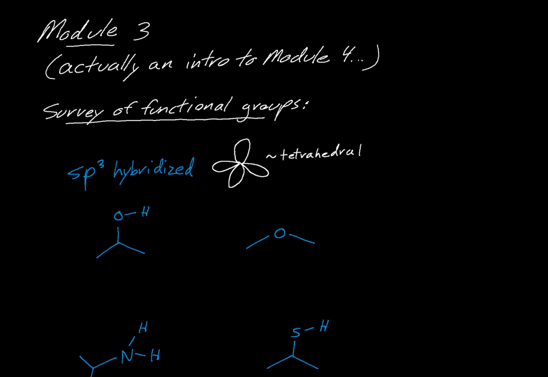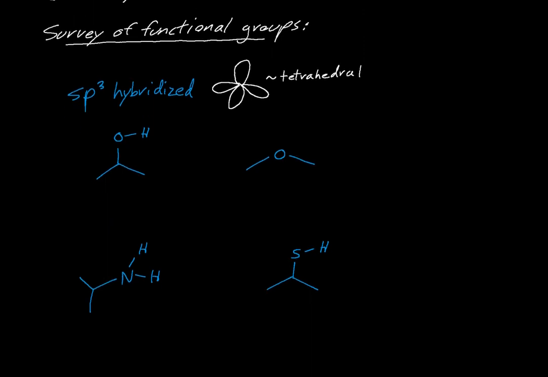This is the third video of Module 3, which is actually a segue to what we're going to spend time on in Module 4 mostly. Starting with a quick survey of organic functional groups. You can break these down into structural classes, keeping with what we've learned so far. For example, sp3 hybridized functional groups. Remember, these are tetrahedral in geometry.